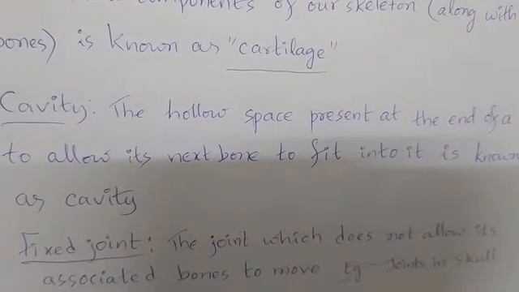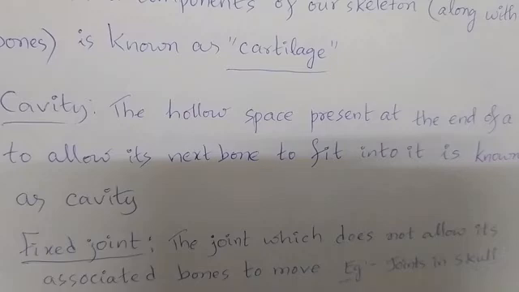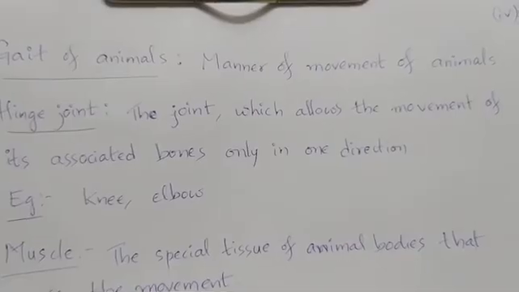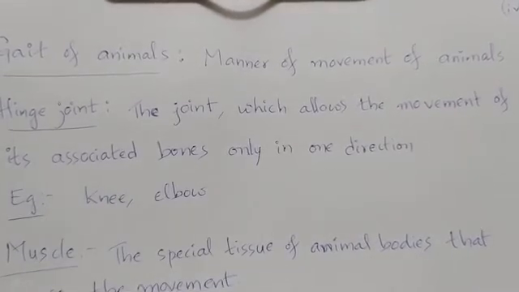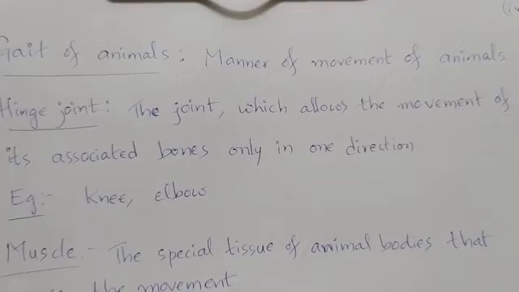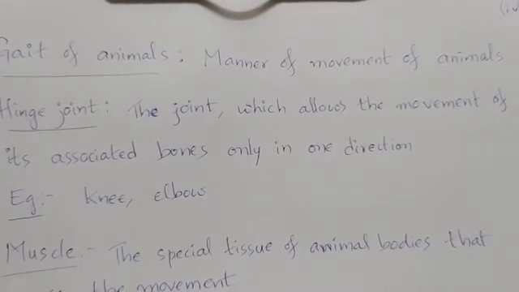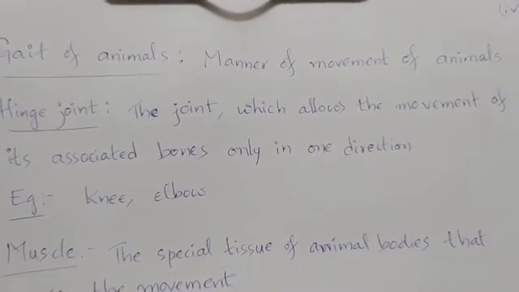Fixed joint. The joint which does not allow its associated bones to move. Joints in skull are the examples for fixed joints. Fixed joints can also be referred to as immovable joints. Gait of animals. Manner or way of movement of animals is known as gait of animals.